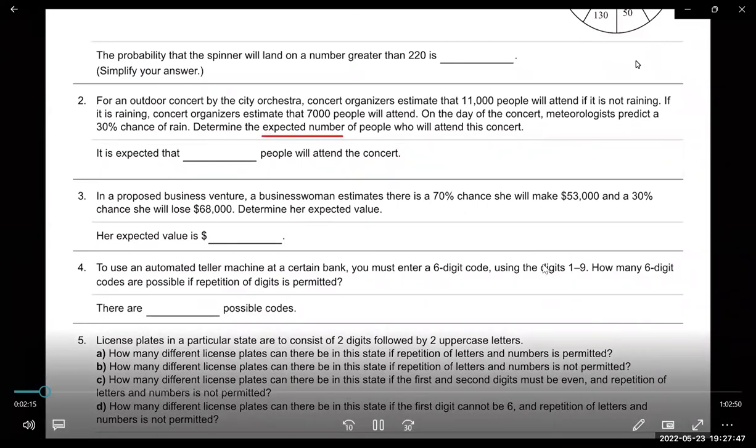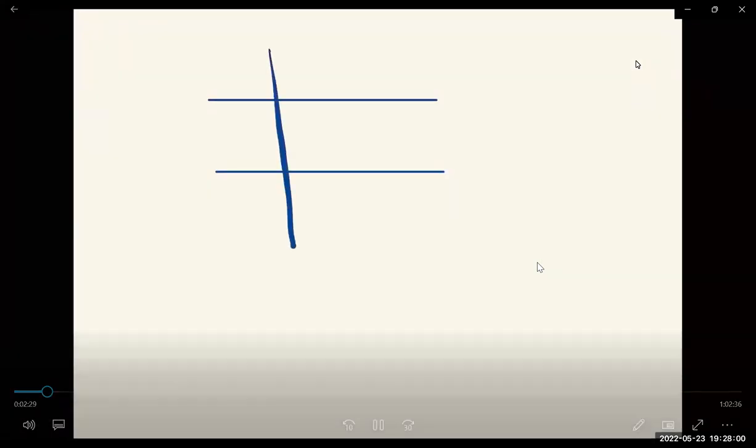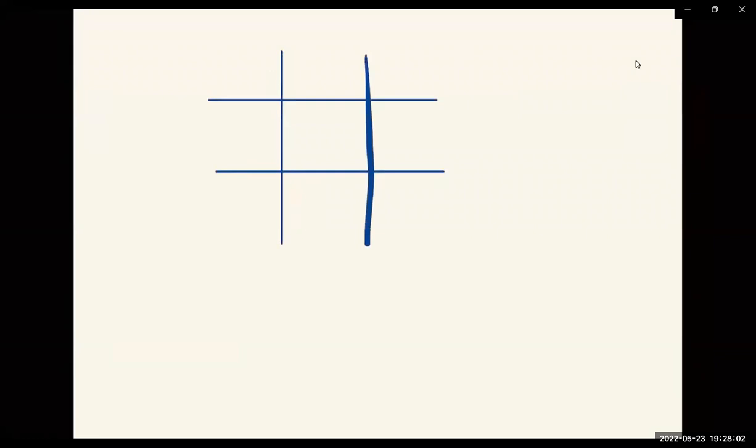So the way you do expected number would be, I'm gonna open up a new page. I like to do a little table. Okay, so we got rain, no rain. Over here we have number of people that go to the concert and the probability.